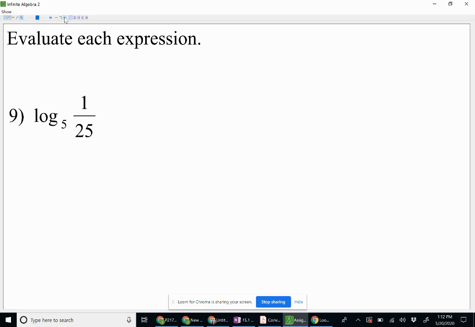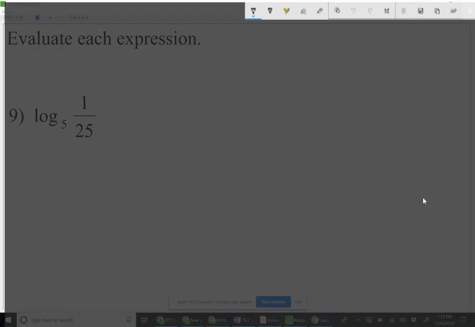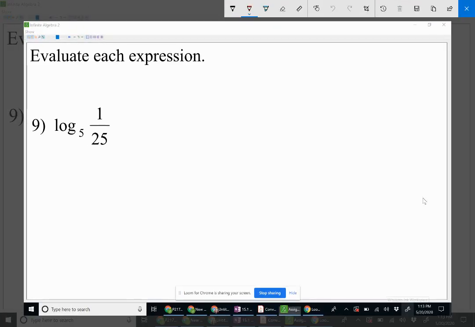Okay, so this time we know it's going to be a negative exponent because 5 raised to a power equals a fraction. So first think to yourself, 5 to what power is 25? Well, 5 times 5 is 25, so 5 to the second is 25. If 5 to the second equals 25, 5 to the negative 2 equals 1 over 25. Remember, you take 1 over 5 to the positive 2. That's the same thing. So your answer here is going to be negative 2.